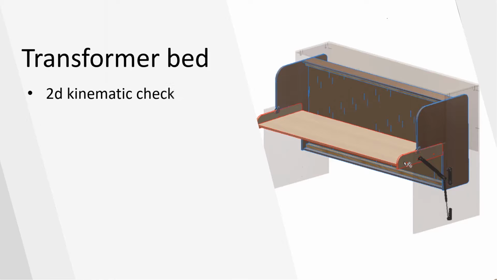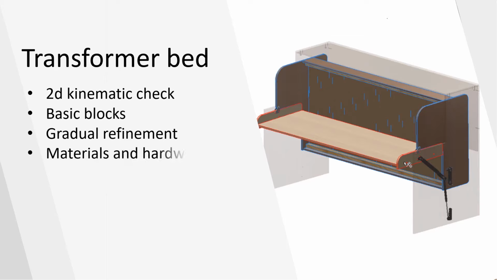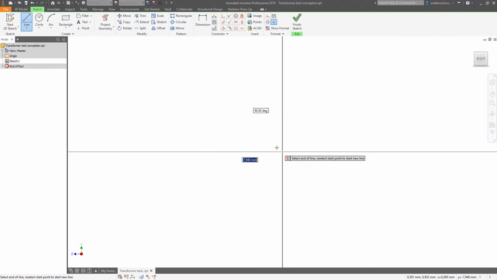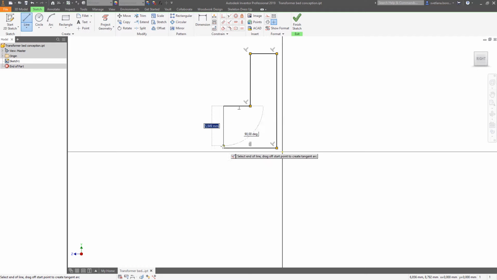This video will demonstrate how to make a kinematic model with a custom hardware using 2D layout and converting it into a set of conceptual 3D blocks. Each of those blocks can be detailed separately. Everything starts from a 2D layout, so what we're doing here, we're defining the shape of one of the blocks.